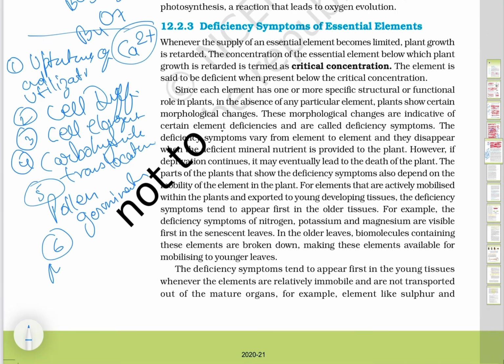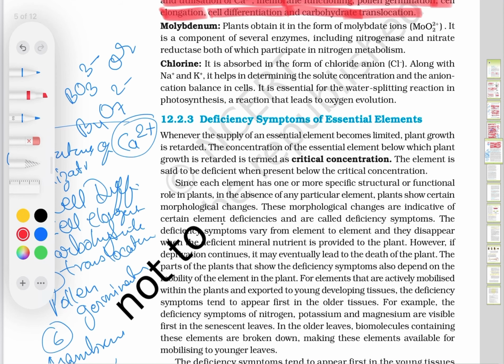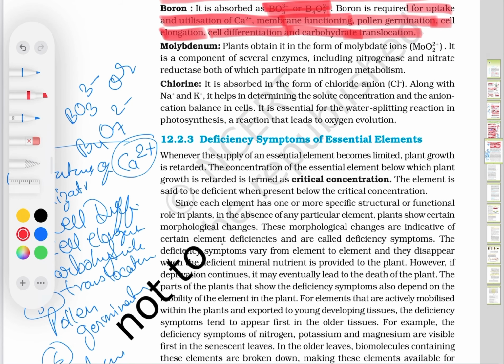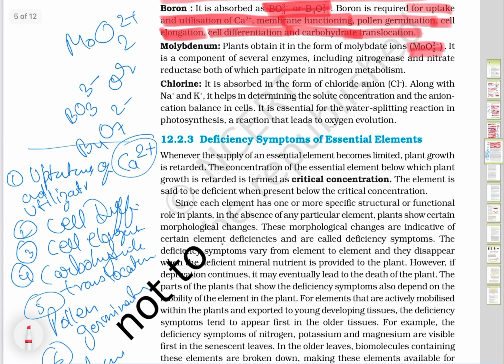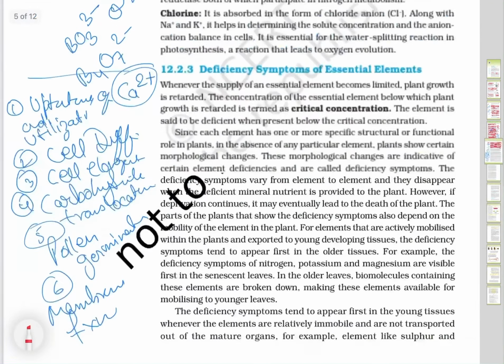Now molybdenum. Plants obtain it in the form of MoO2 2+. It is a component of several enzymes, including nitrogenase and nitrate reductase, both of which participate in nitrogen metabolism.